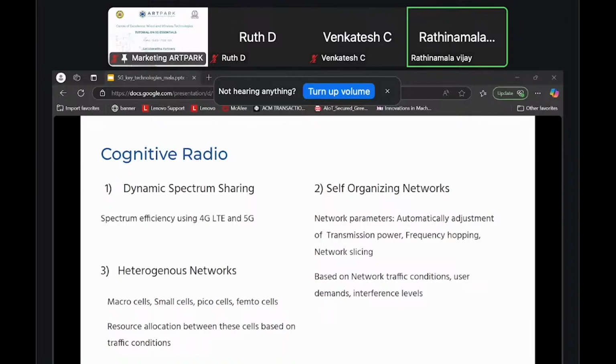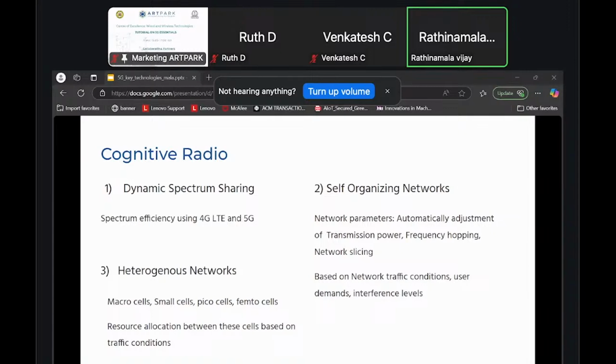Similarly, in the case of heterogeneous networks, there are macro cells, small cells, picocells, and femtocells. How much resources have to be allocated among these cells, and how efficiently they can use the spectrum, all this can be achieved using cognitive radio.